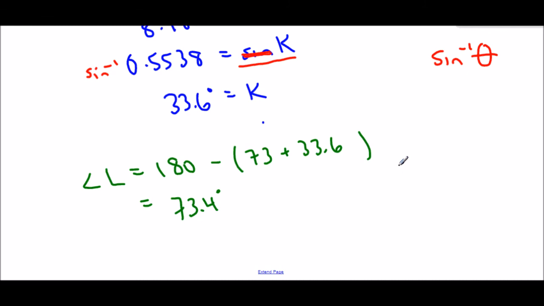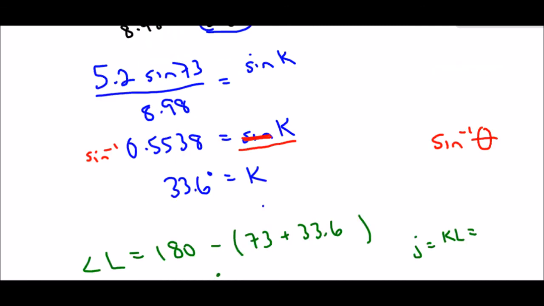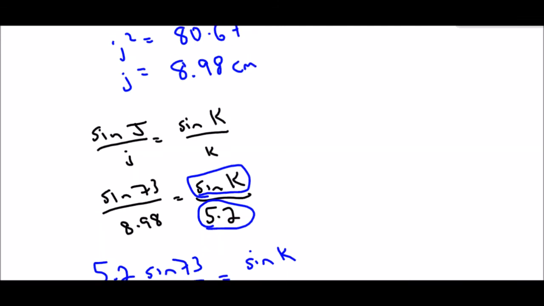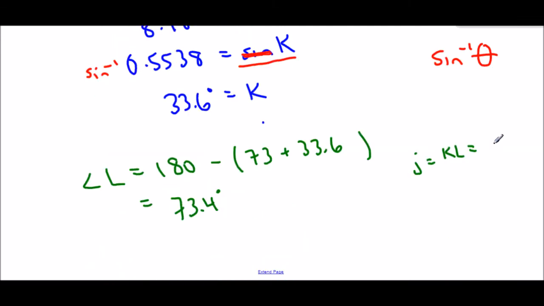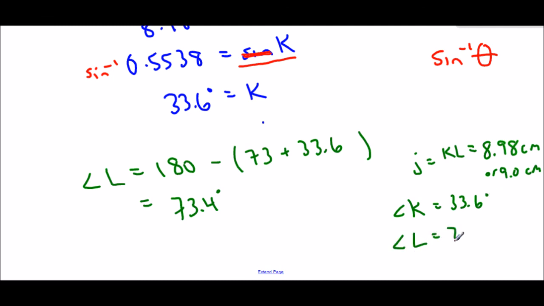So I've solved the triangle because I found that the missing side, side J, which is also called side KL, is, what was it again? 8.98 centimeters. So now I might round it, but I'm going to leave it whatever, or 9.0 centimeters. And angle K is 33.6 degrees. Angle L is 73.4 degrees. So I've solved the triangle.